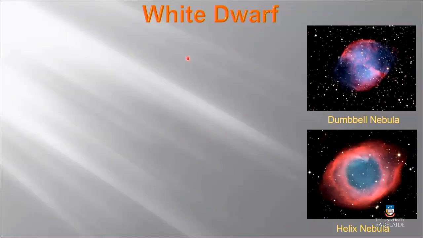So we end up at the end game now for a solar mass star. It starts to pulsate, and in its death throes, it'll throw off the entire outer envelope into space, and it turns it into a planetary nebula, like the dumbbell or the helix.